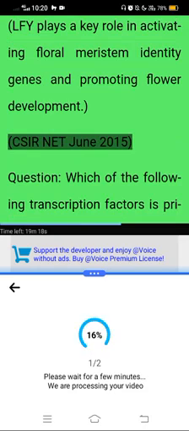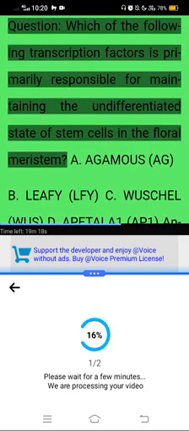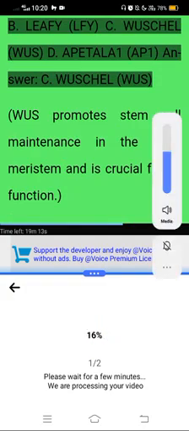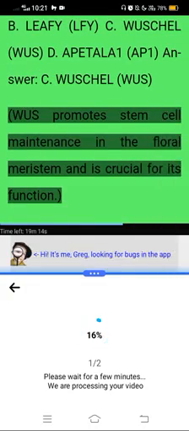CSIR NET June 2015. Question: Which of the following transcription factors is primarily responsible for maintaining the undifferentiated state of stem cells in the floral meristem? A, Agamous, AG. B, Leafy, LFY. C, Wuschel, WUS. D, Apetala 1, AP1. Answer: C, Wuschel, WUS. WUS promotes stem cell maintenance in the floral meristem and is crucial for its function.